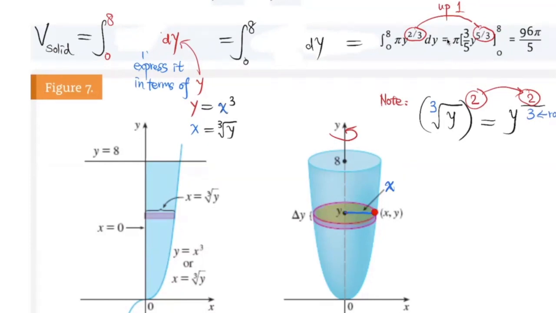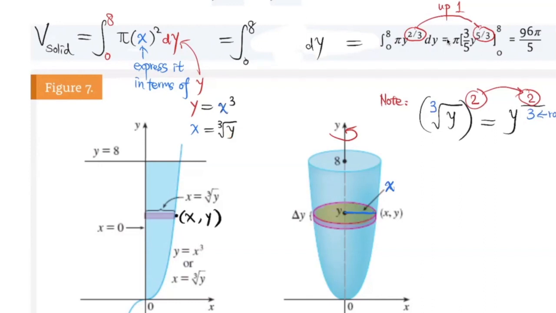But this r here corresponds to the x coordinate of this point. So if you label this point (x, y), then the r here corresponds to the x coordinate of this point. So the cross-sectional area here will be pi times x squared. Now, because this is an integral with respect to y, you want to express this x in terms of y. We have y equals x cubed, so x will be equal to the cube root of y.